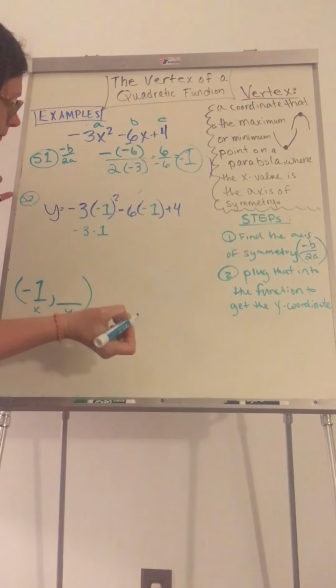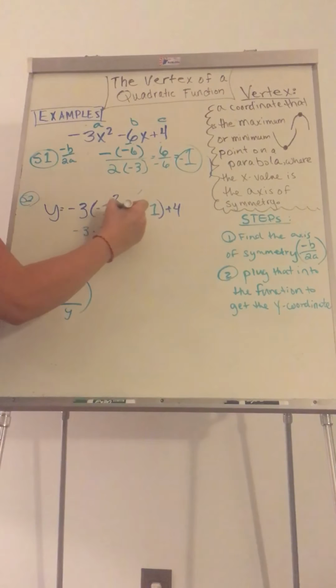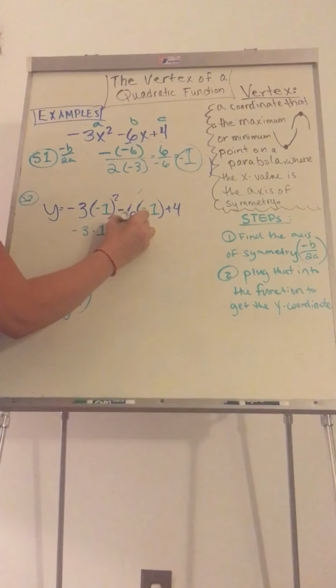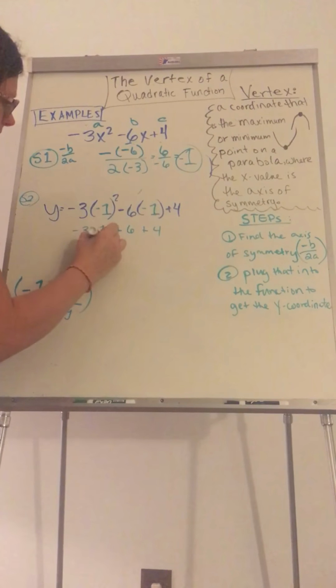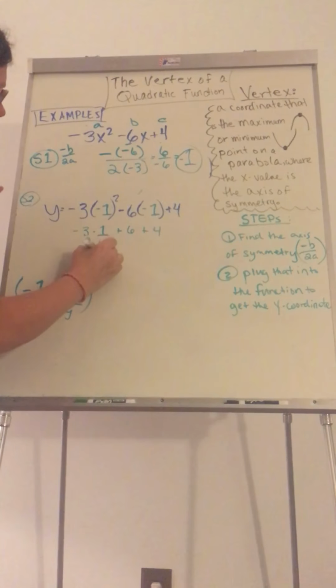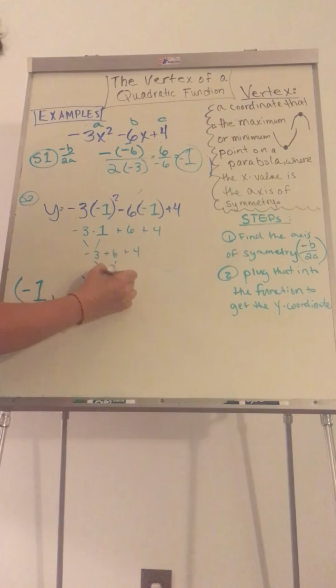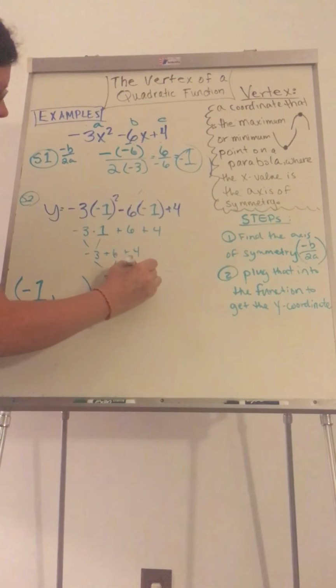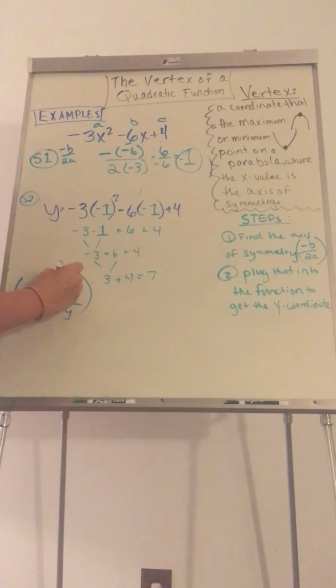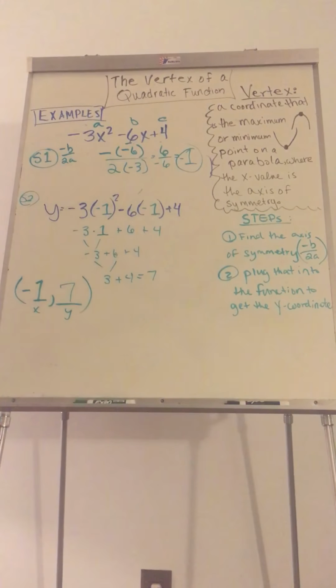So then I have negative 3 times 1, and then I have negative 6, remember you take the sign with the number, times negative 1, which is going to be positive 6, plus 4. I simplify this. Negative 3 times 1 is negative 3, then plus 6, then plus 4. Negative 3 plus 6 is positive 3, plus 4 is 7. And that is our other point. And that's all you do. You find the axis of symmetry, and then you plug that into your function, and you get your other point.